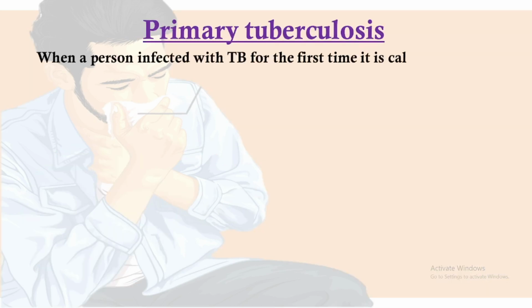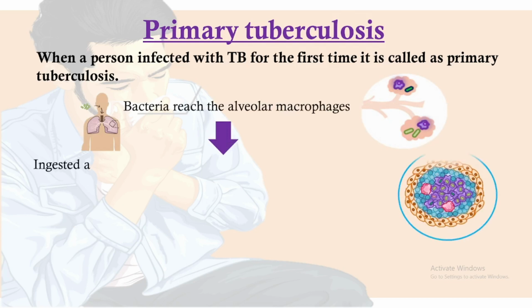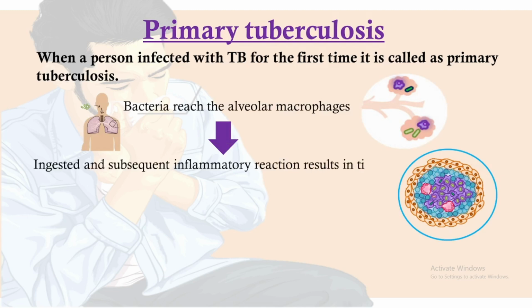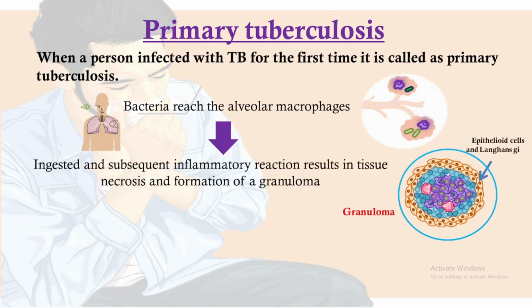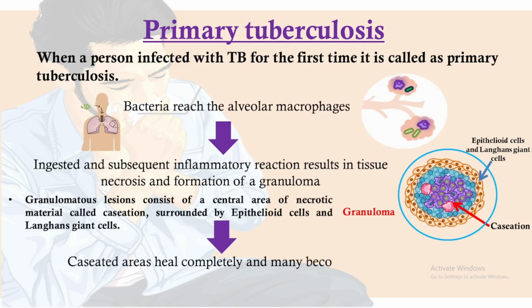When a person is infected with TB for the first time, it is called primary tuberculosis. When the bacteria reach the alveolar macrophages, they are ingested and the subsequent inflammatory reaction results in tissue necrosis and formation of a granuloma. These granulomatous lesions consist of a central area of necrotic material called caseation, surrounded by epithelioid cells and Langerhans giant cells. Subsequently, the caseated areas heal completely and many become calcified.